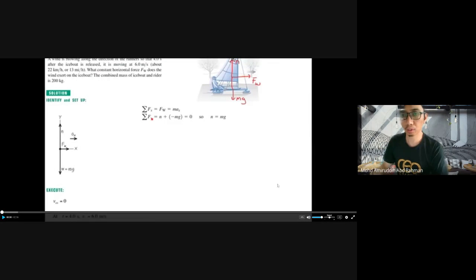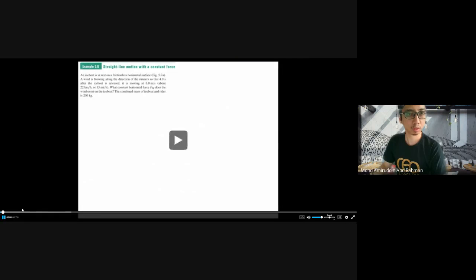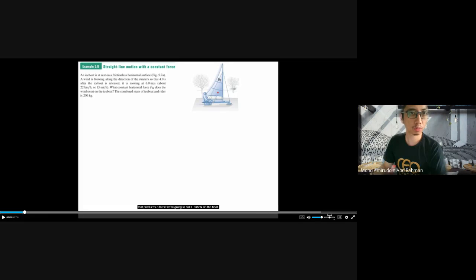Okay, so Example 5.6. We have a problem of a boat at rest on a frictionless horizontal surface. The boat is moving forward. The ice boat is at rest on a frictionless horizontal surface, so there is no friction. So when there is no friction, of course, the boat will be moving.